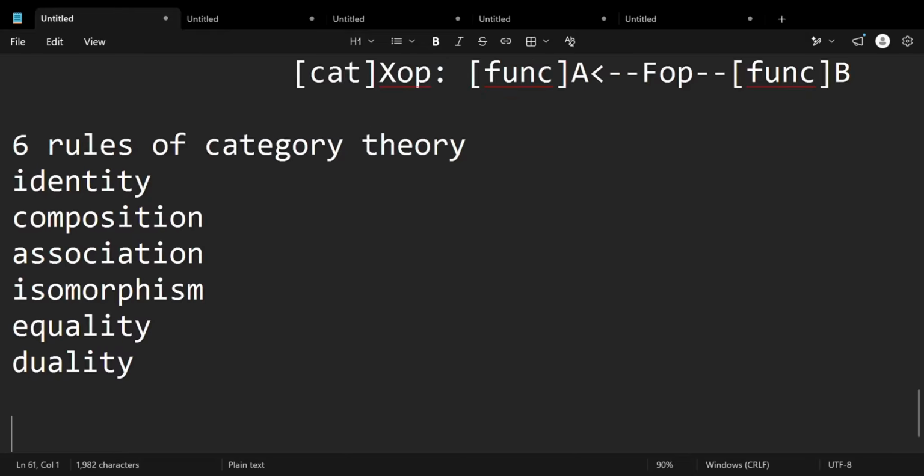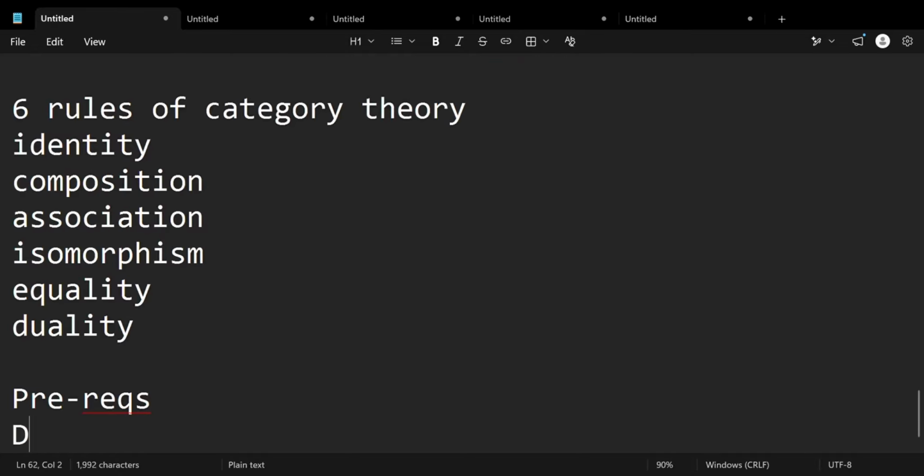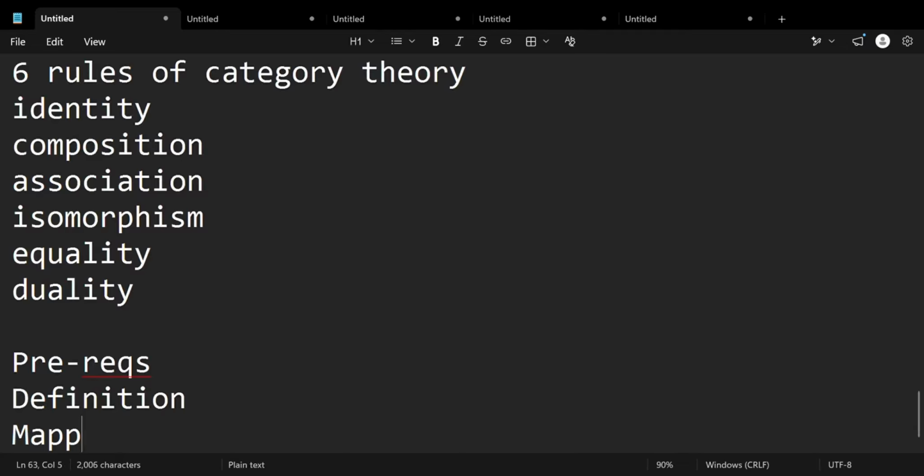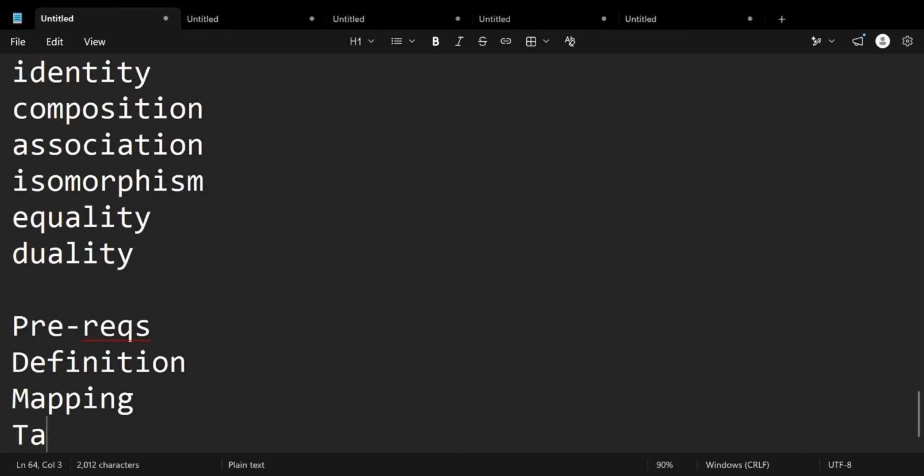And so now up to this point, we have covered a pretty large bit of category theory. We covered the prerequisites, which again are knowing how to make a definition, knowing how to make a mapping, and knowing the tag system that we are using. You can make up your own tag system. It's just I recommend using a tag system because the notation for category theory is complex and you shouldn't waste a lot of time trying to memorize it.